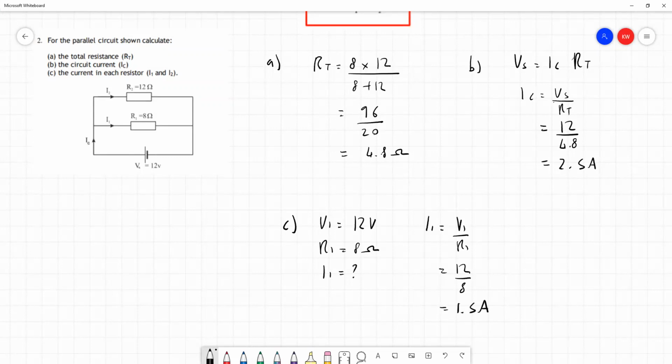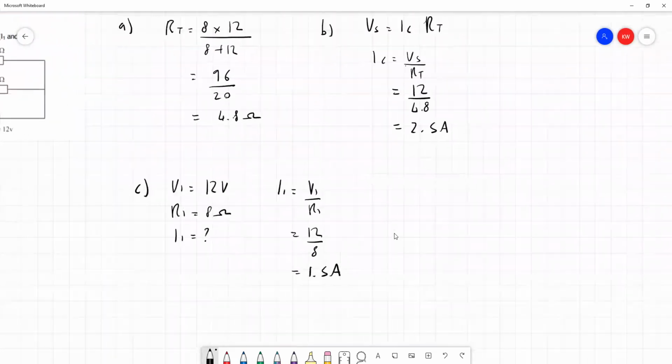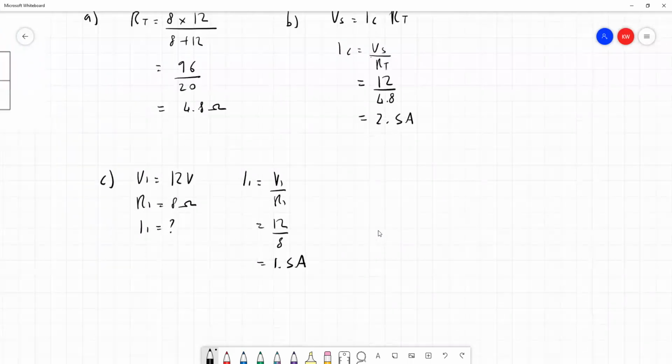And now we can have a look at what the current in I2 is. So we could do the exact same thing because we know we have a voltage of 12 volts and we have resistance. We could also remember what we know about current in a parallel circuit and say the total circuit current is equal to I1 plus I2. We worked out that the total current for the circuit was 2.5 amps. We've just worked out I1 is 1.5 amps, plus I2. So subtracting 1.5 from both sides tells us the current running through the second resistor must be 1 amp. And that concludes the example.